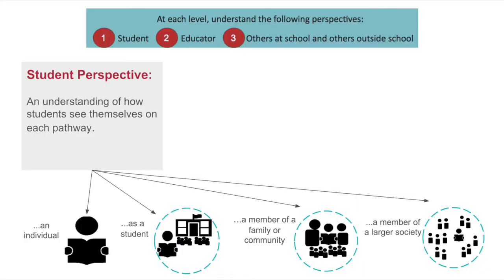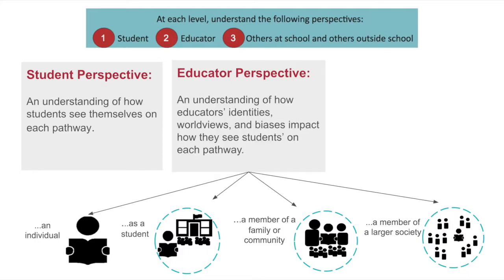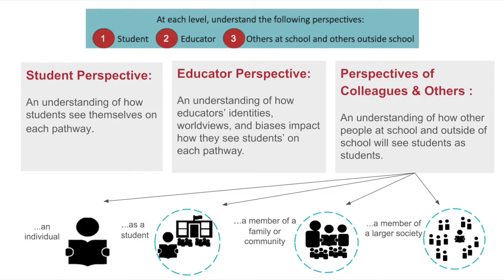To know students more critically, it's important to consider 3 perspectives. 1. How students see themselves on each of these pathways. 2. How educators, their identity, privileges, and biases impact how they see students on each of these pathways. And 3. How colleagues at school and beyond see students on each of these pathways.